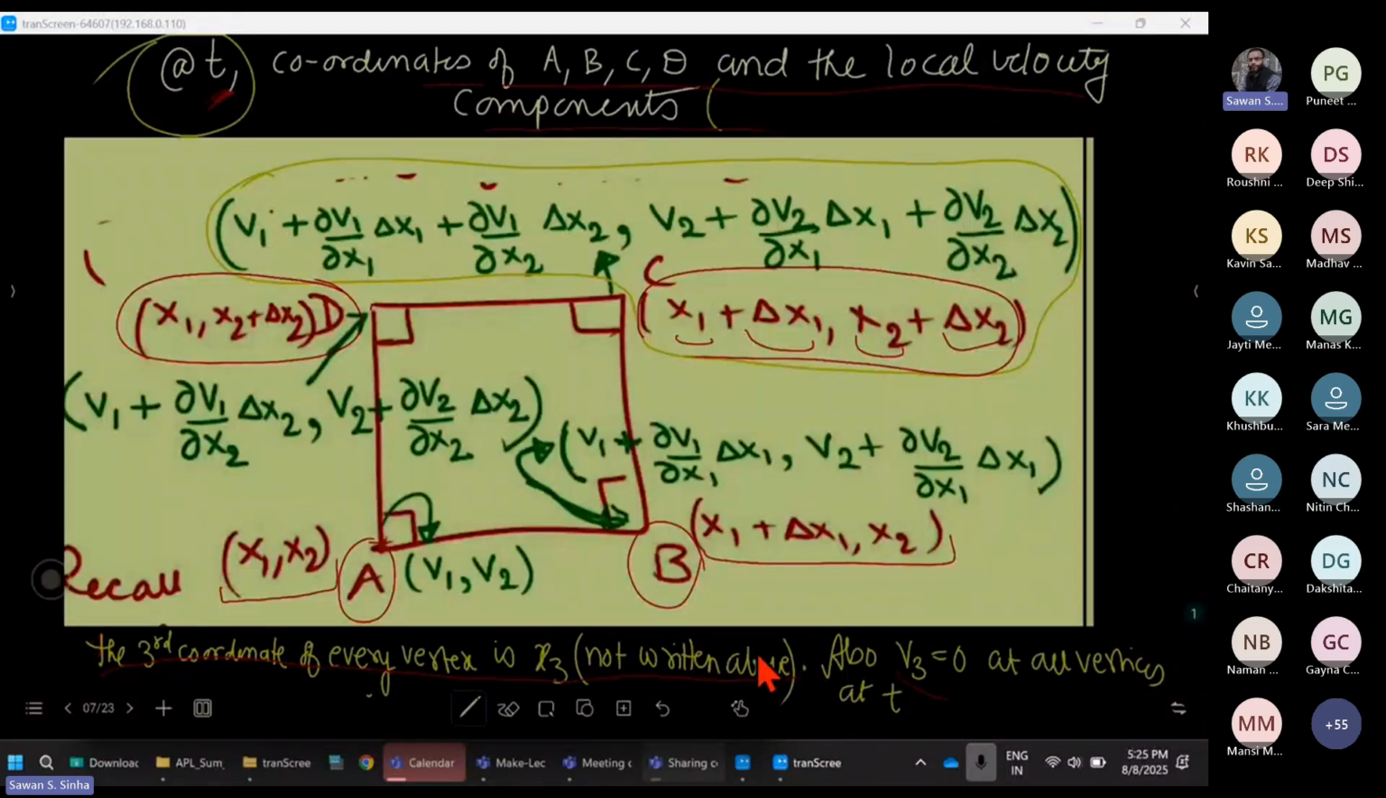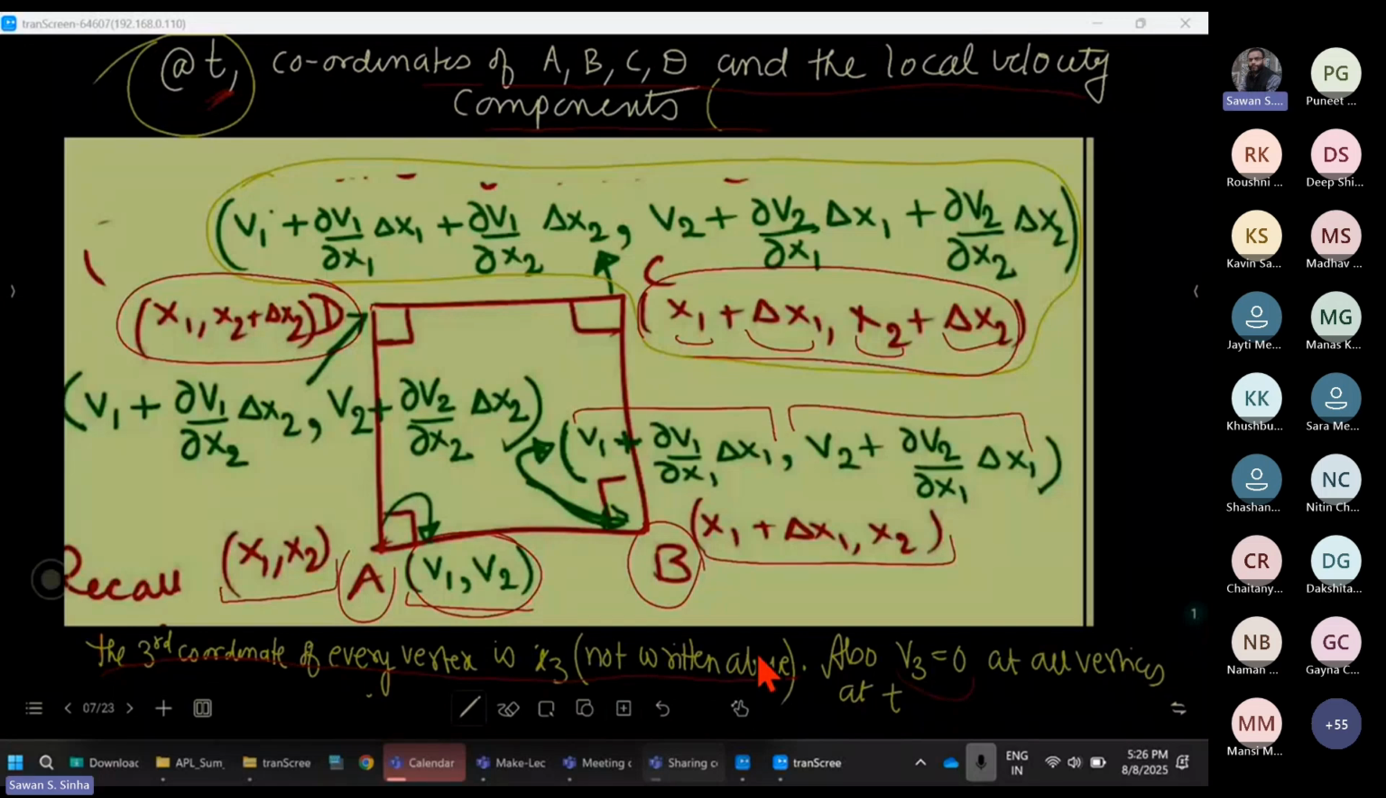Similarly, V3 is 0 for all points, and that is why when I am writing the components of the velocity vector at various vertices, I am not putting comma 0 like this. If I want, I can put, but it's not required here. Okay. So point A has at time t velocity components v1, v2, right? Then I go to point B and I write the two velocity components at point B as this and this.